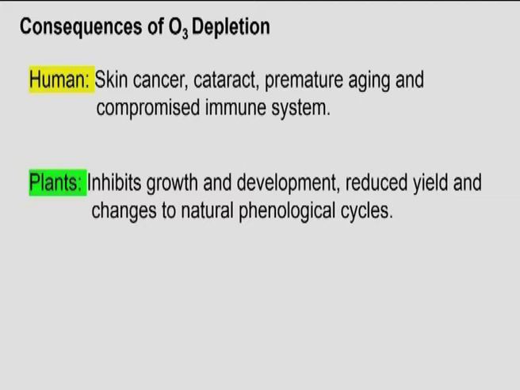Not only human beings, even plants are being affected. It is said that UV rays inhibit growth and development. They can also reduce plant yield and change the natural phenological cycles, like when the plants do not flower or do not bear fruit when it is time for them to do so.